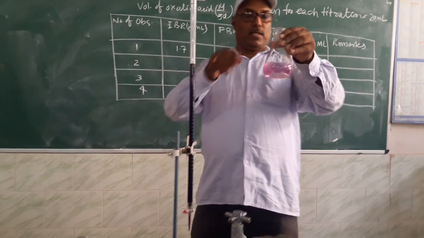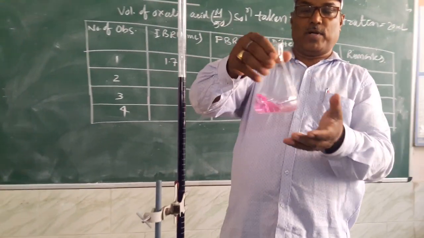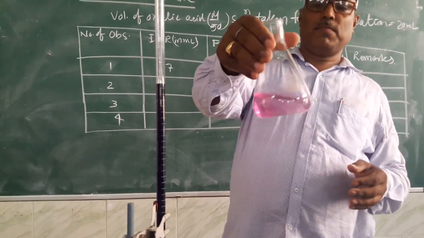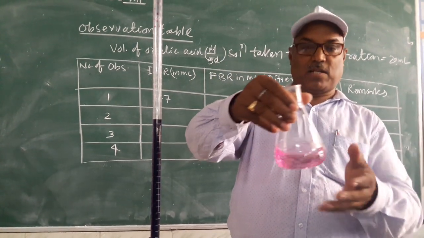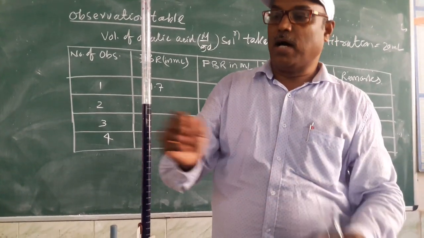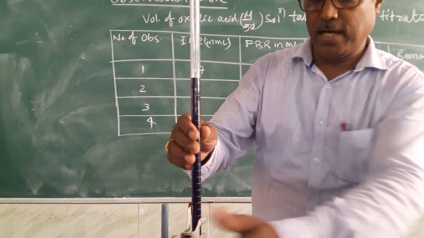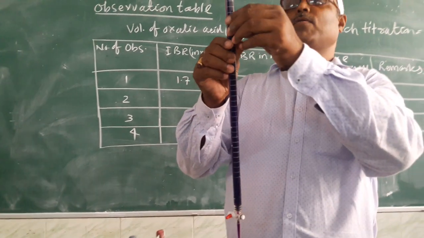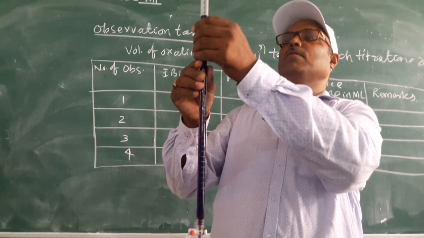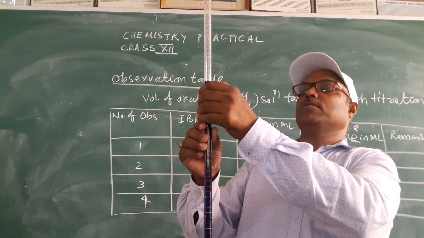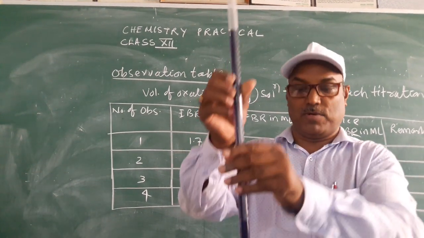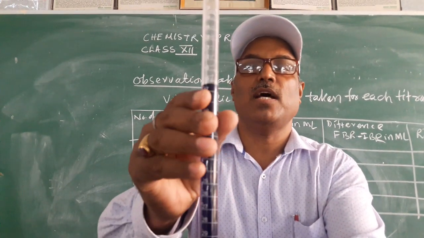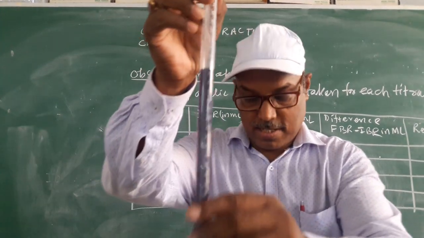You see the color has reached the final end point. That is your permanent pink color. No change is there further. Okay, now you can see the end point here. It is about 16.3. You can see the 16.3 is the end point. Okay.